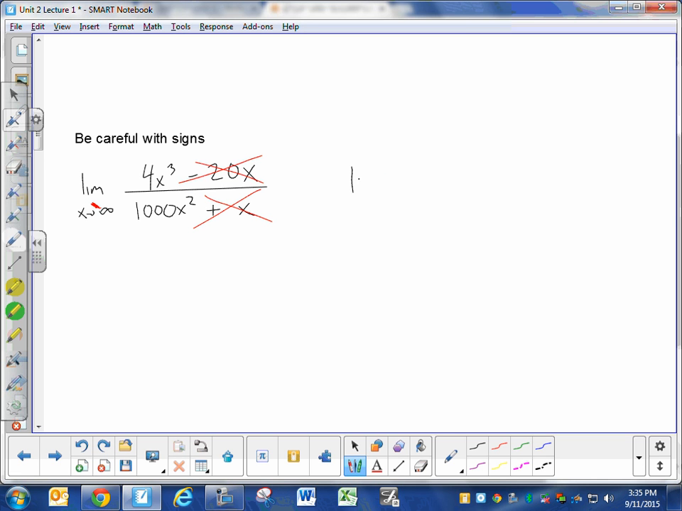And watch this, if I'm plugging in negative infinity, after I simplify this, well, that negative infinity times the 4 over 1,000, that's going to approach a huge negative value. So you need to be careful with your signs if the degree of your numerator is bigger than the degree of your denominator.